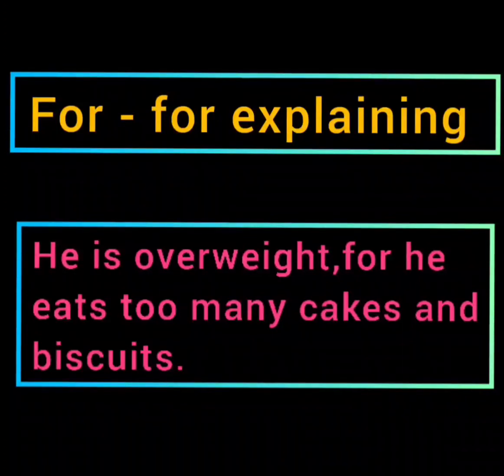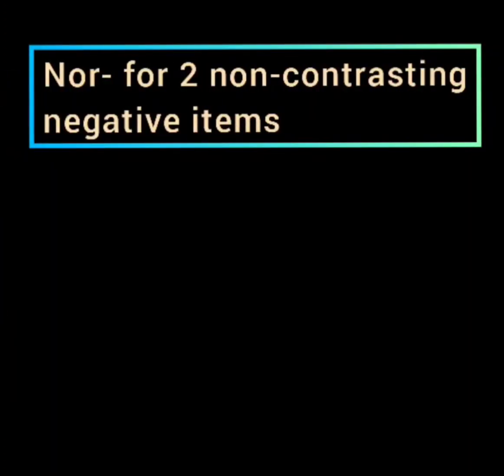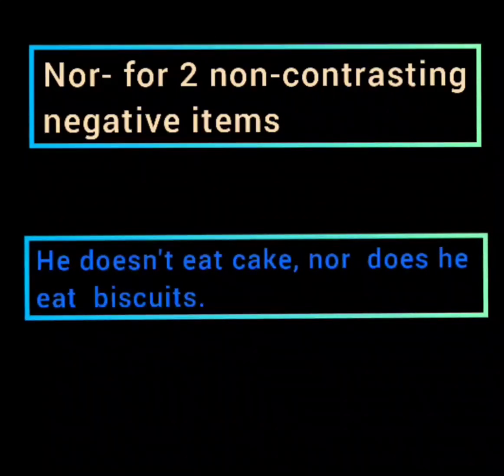Okay. Next one, nor. Nor is basically used whenever you want to show some negative statement. Okay. So for non-contrasting negative items, we use nor. Let's see the example. He doesn't eat cake, nor does he eat biscuits. So, here when you want to show negation, that time you will be using nor. He doesn't eat cake, nor does he eat biscuits. So, he is not eating both the items, neither cake nor biscuits. Okay, clear?